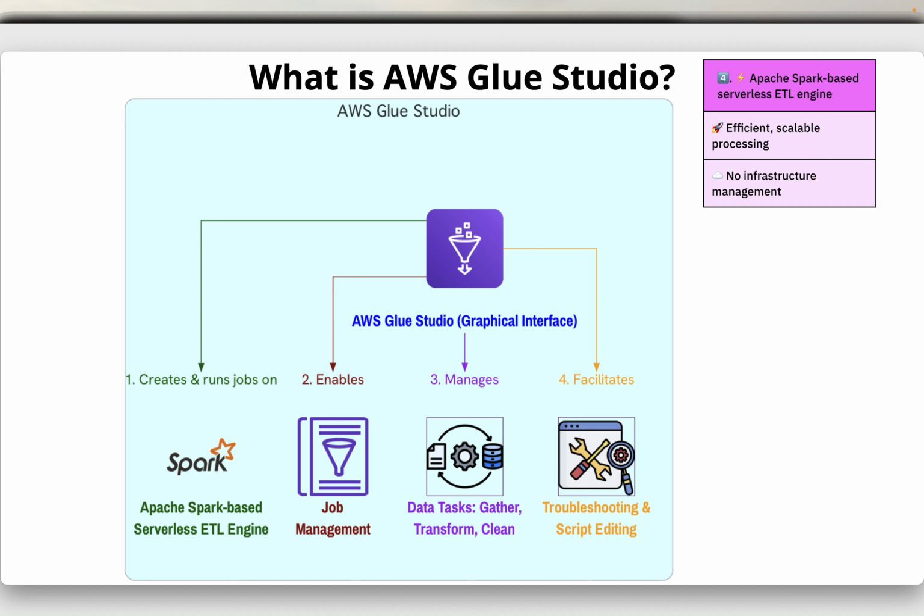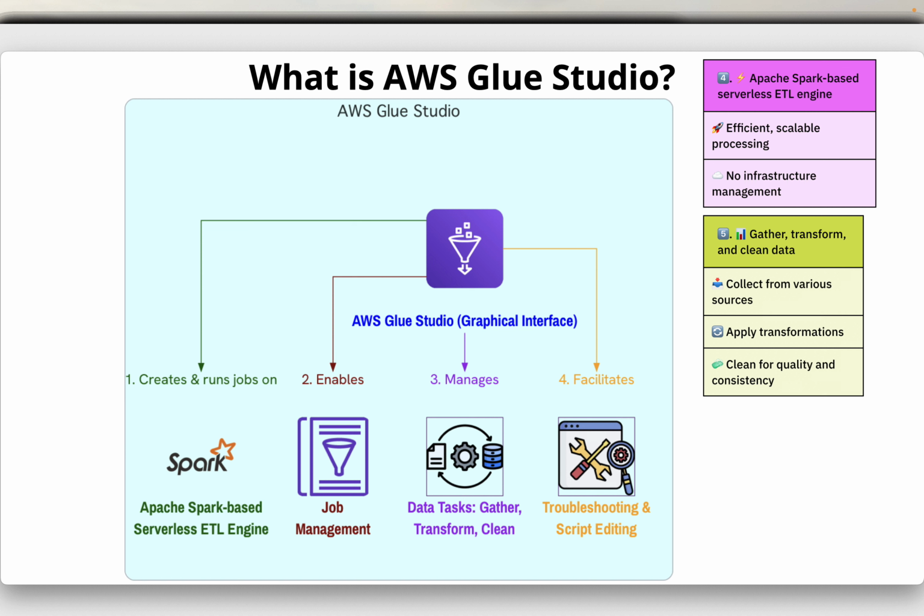AWS Glue Studio leverages a powerful serverless ETL (extract, transform, load) engine built on Apache Spark, enabling efficient and scalable data processing without the need to manage infrastructure. Users can create and manage jobs that perform various data operations, including collecting data from different sources, applying transformations, and cleaning the data to ensure quality and consistency. AWS Glue Studio provides tools for debugging and modifying job scripts, allowing users to fine-tune their data integration processes and resolve issues efficiently.